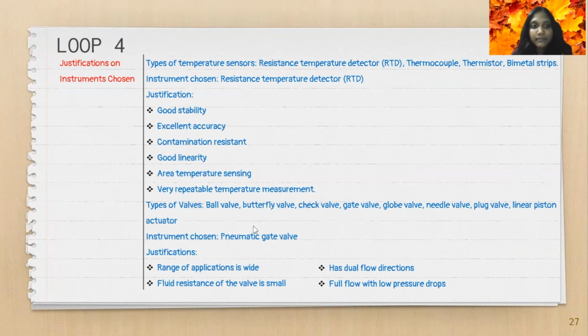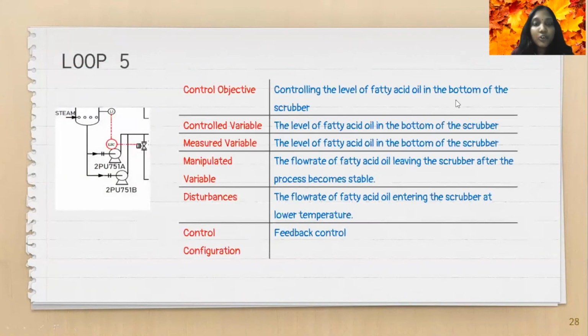For loop 5, the control objective is controlling the level of fatty acid oil in the bottom of the scrubber, and the control variable is the level of fatty acid oil in the bottom of the scrubber. The measured variable is also the same. The manipulated variable is the flow rate of the fatty acid oil leaving the scrubber after the process becomes stable. The disturbance is the flow rate of fatty acid oil entering the scrubber at lower temperature. Since the control variable equals the measured variable, the control configuration is feedback control.